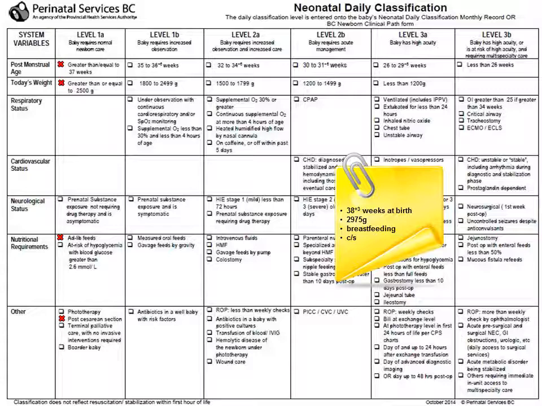To assign a final classification to this baby, you would look at all the variables marked, and the highest variable checked would be the overall classification for that baby. In this case, the baby would be considered a normal level 1A.